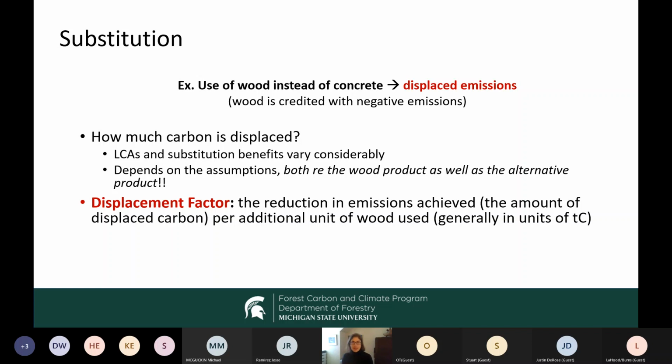Again, LCAs and substitution benefits vary considerably because in some cases the methodology differs. Are you looking at extraction, manufacture, and production? That's the gold standard for how one should be looking at this. That's what LCAs are looking at. But if the methodology differs, then the numbers will differ, understandably, and in a way that complicates comparability.